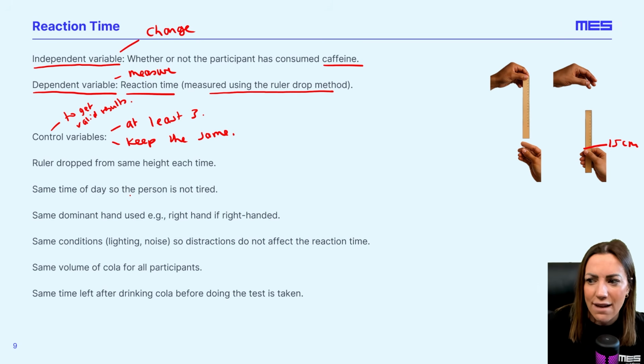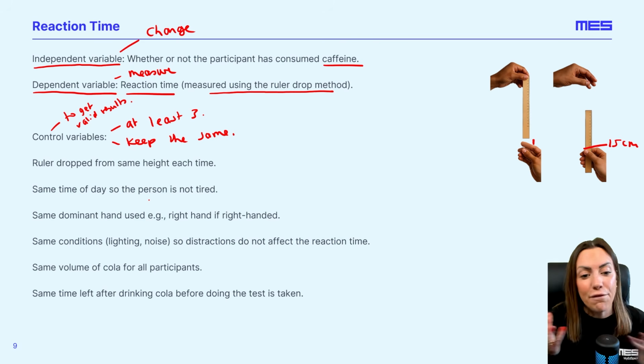So things you could give: you'd have to drop the ruler from the same height each time, so the same height above the participant's hand. Do it at the same time of day maybe, so the person is not tired. Don't do it at 10 a.m. versus 10 p.m., for example. Use the same dominant hand. So if they're right-handed, they catch it with their right hand, or if they're left-handed, they catch it with their left hand. Because if they use different hands, that might affect how quickly they catch the ruler.